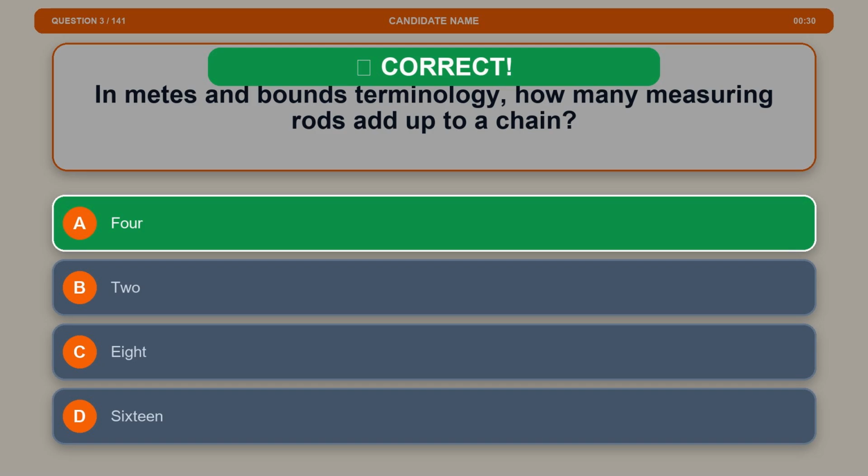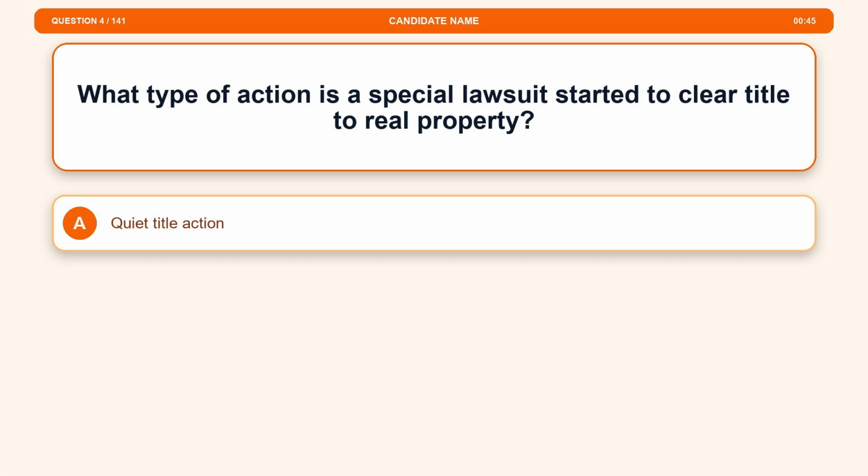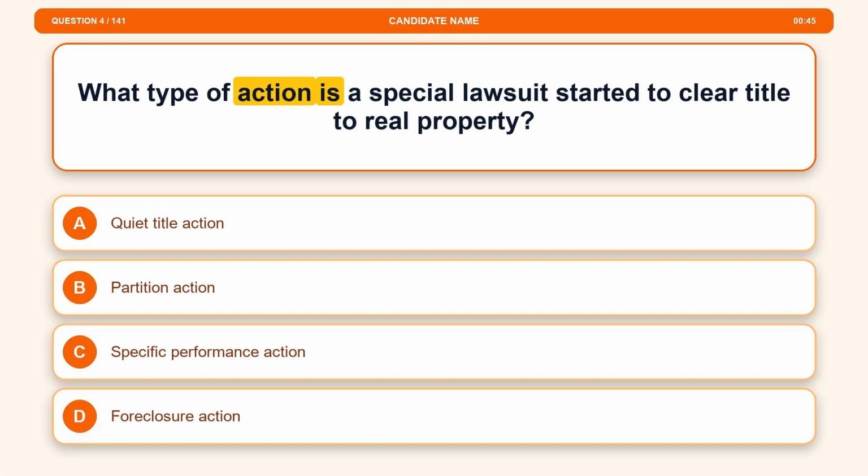The correct answer is option A. 4. Question 4. What type of action is a special lawsuit started to clear title to real property? Option A. Quiet title action. Option B. Partition action. Option C. Specific performance action. Option D. Foreclosure action.